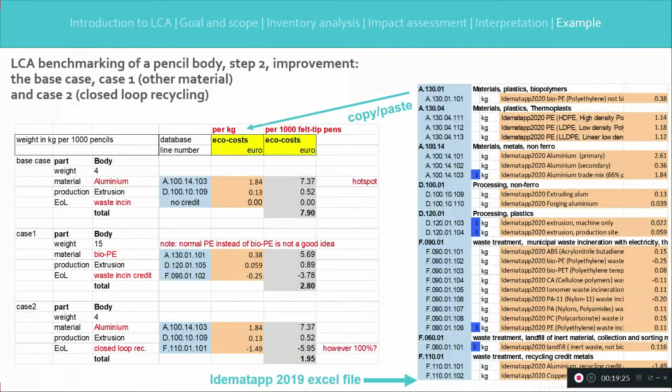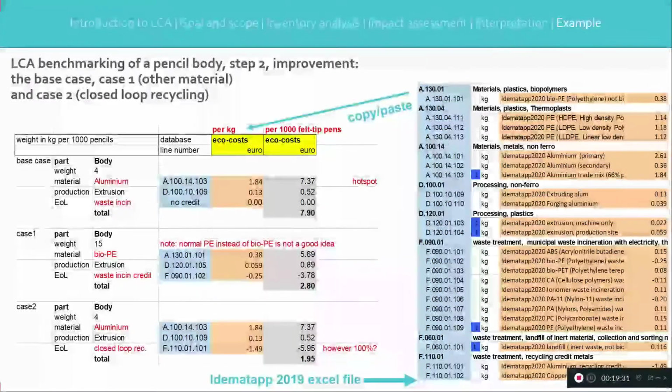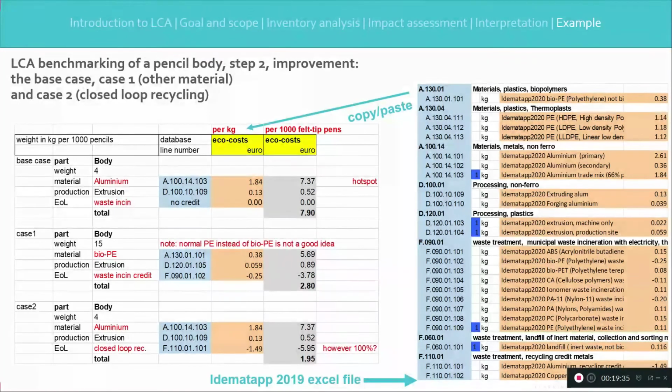This slide shows what we can do about the hotspot. I reduced the LCA benchmarking now to the material for the body of the felt tip pen, since that is the only thing that will be changed in the comparison. Look at the materials, the extrusion and the end of life of the material, under the assumption that the pen is either burned with heat recovery in a municipal waste incinerator or taken back by the manufacturer and recycled.